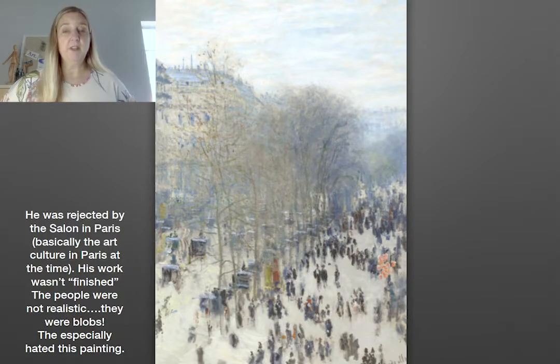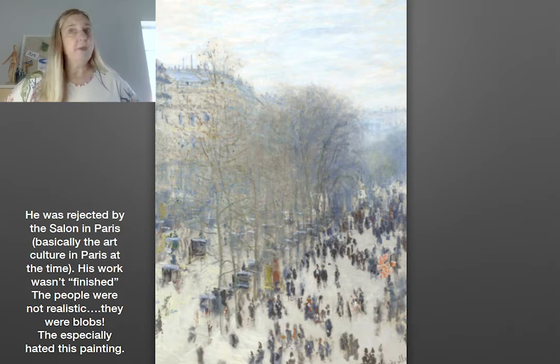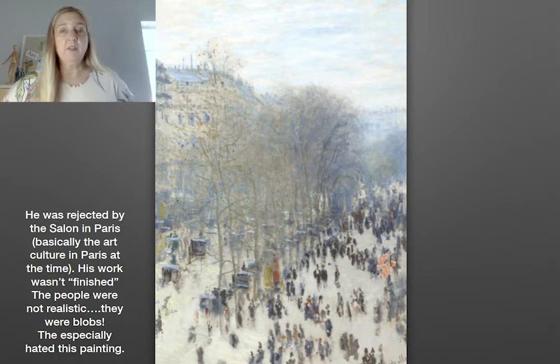This piece that you see, which shows a city street, maybe from a building, was rejected by the Salon in Paris. The art culture of Paris was called the Salon, and they didn't like his artwork because it wasn't realism. It was definitely not your typical art that was in the Salon at the time.